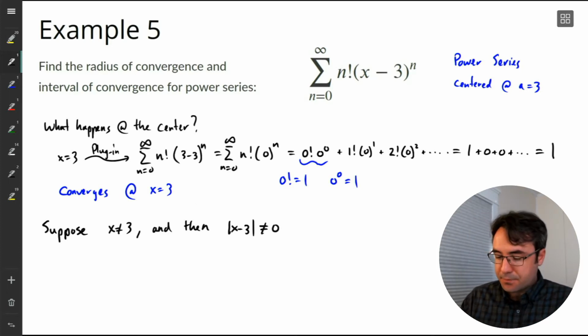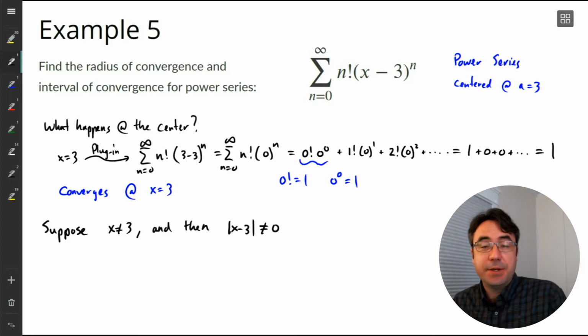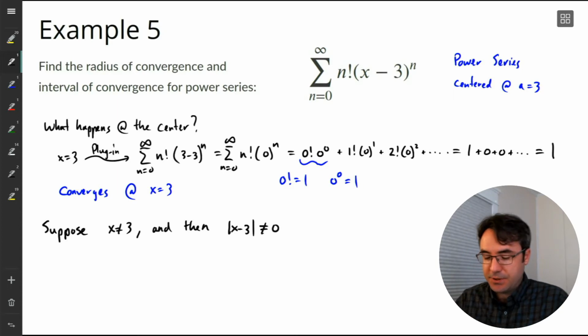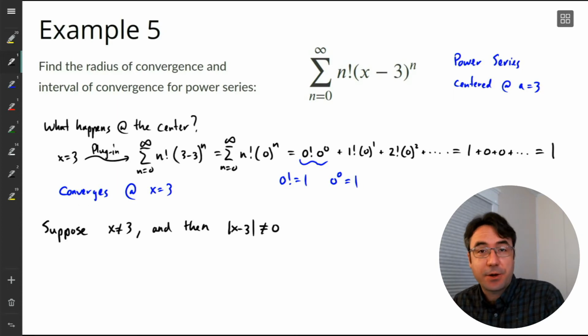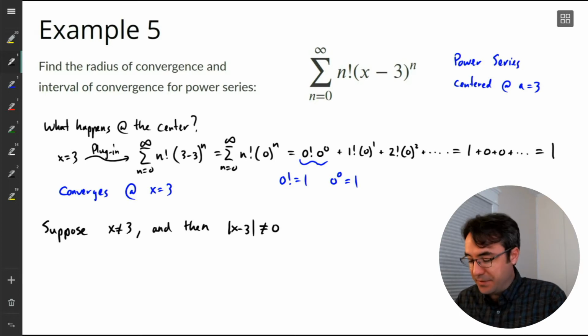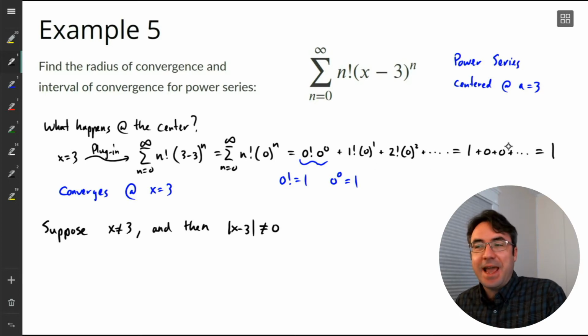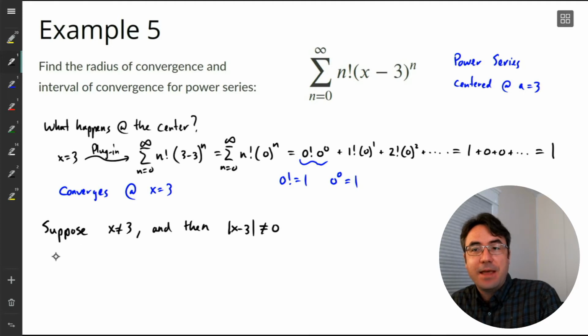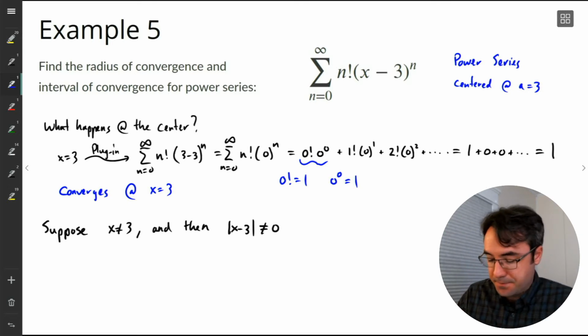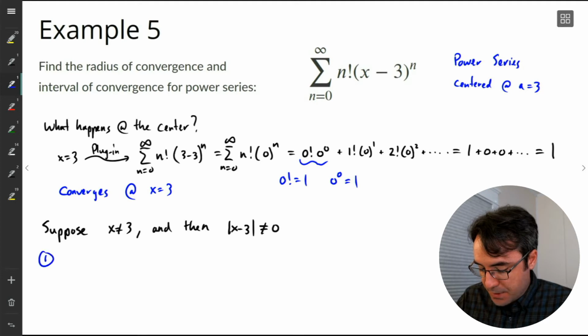All right. So we're breaking this up into two discussions. We looked at what happens directly at the center point, where we get this fun series of adding a bunch of zeros together. And then we're looking at everything else. And for this everything else, this is where we use the ratio test like we've been doing. So let's do our ratio test setup.